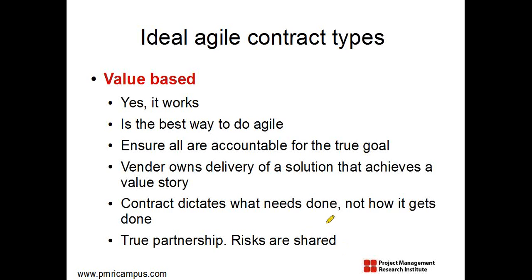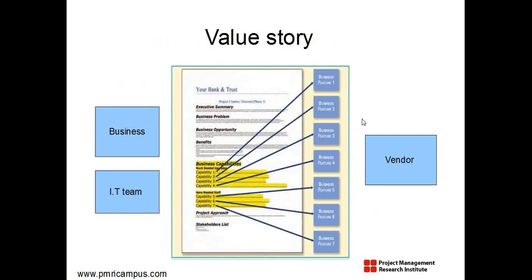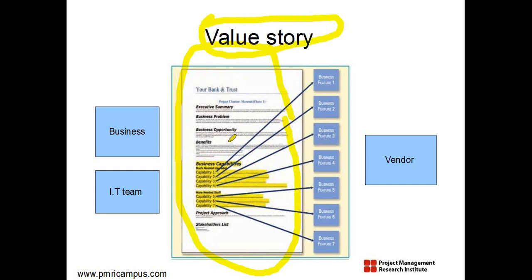Yes, coming back to the question, that's fine. The next slide should solve that issue. What is shown here is a project charter by the client, and the charter contains the business capabilities that need to be delivered at the end of the project, like capability 1, capability 2, capability 3. These we transform not into feature stories but expand into value stories.